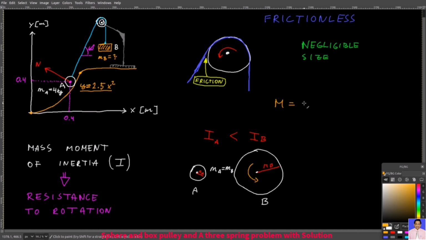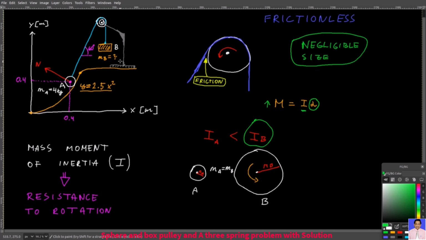Because remember, in one of the videos I mentioned that moment equals the mass moment of inertia of an object times the angular acceleration of that object. And so, if you have a bigger mass moment of inertia, then in order to accelerate an object angularly a certain amount, you need more moment for that. But if we assume negligible size for the pulley, then essentially I'm saying that the mass moment of inertia of that pulley is very small. So small that we can neglect it.